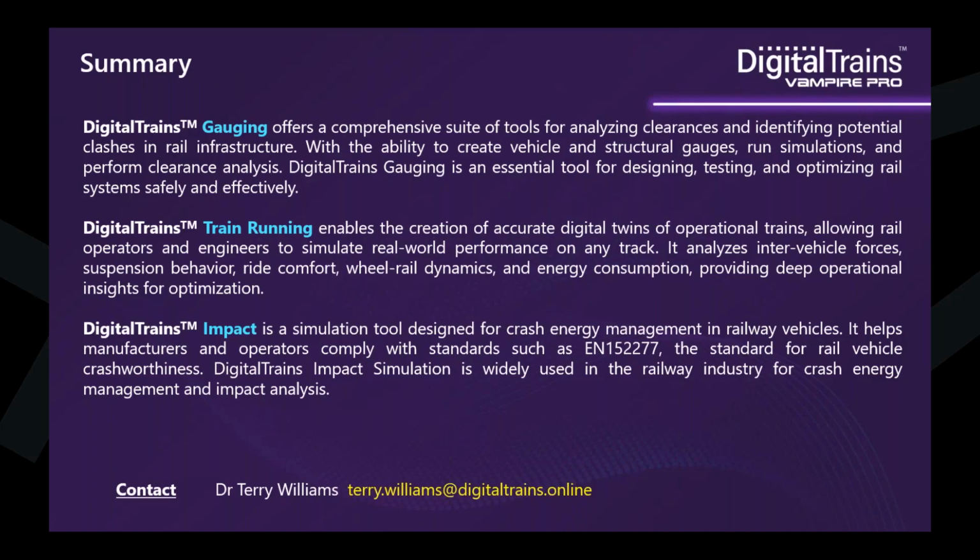With train running, users can build high-fidelity digital twins to simulate performance, comfort, and energy use across real-world rail networks. And finally, with impact, we provide a trusted tool for crashworthiness and compliance with safety standards like EN 15227, simulations which are already widely adopted by leading manufacturers and operators. And as we've shown, the software is designed to support every level of the rail supply chain, from design and safety to operations and maintenance.